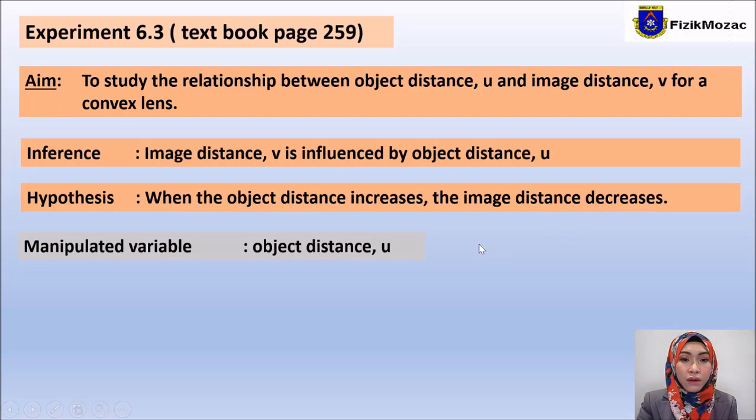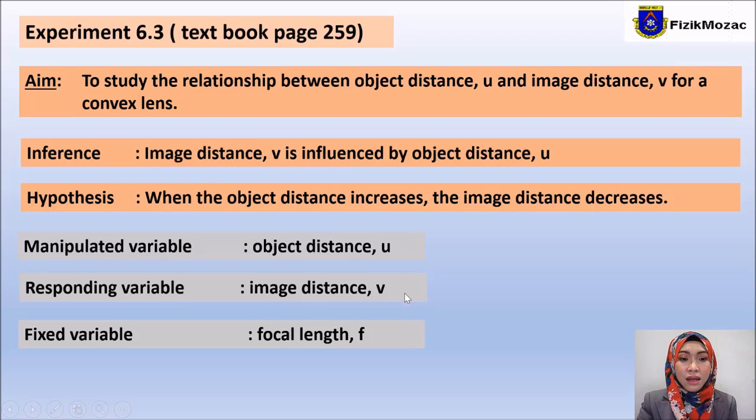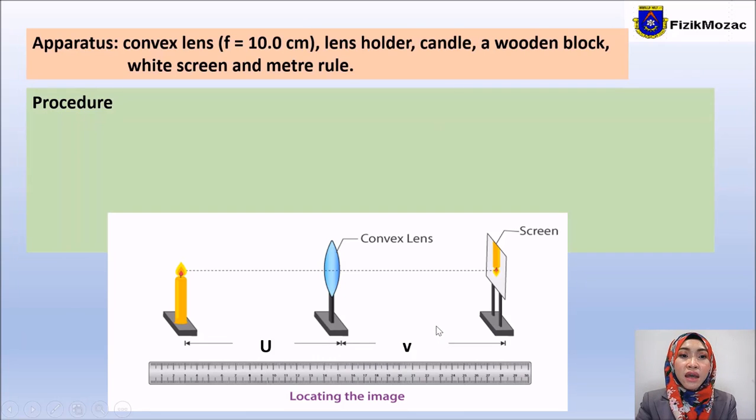The manipulated variable is the object distance, the responding variable is the image distance, and the fixed variable is the focal length. Now, let's have a look at the apparatus used. We are going to use a convex lens with a focal length of 10 cm, a lens holder, and a candle. The candle will become the object of the experiment. We also need a wooden block, a white screen, and a meter ruler.